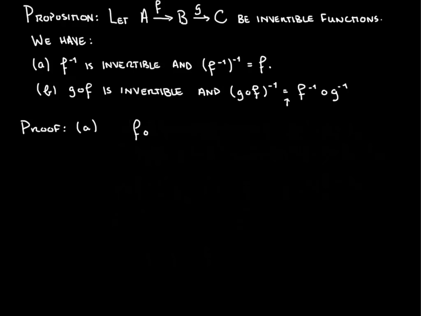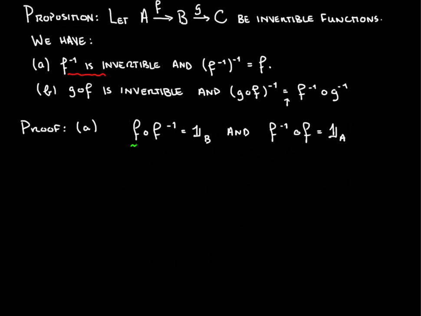By definition, f composed with f inverse will give you the identity over B. And when you take f inverse composed with f, it gives you the identity over A. Now, to say that f is invertible means that we have a function such that when you compose it with f, it gives you the identity function. And it's the same thing for f inverse. We want a function such that composed with f inverse, it gives us the identity function.